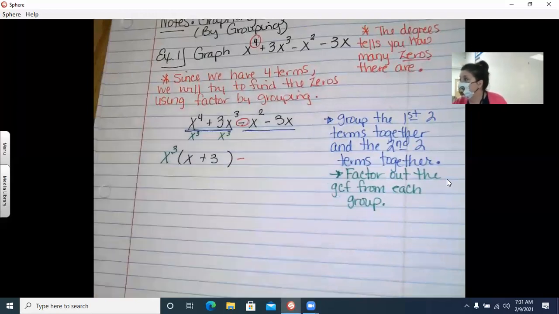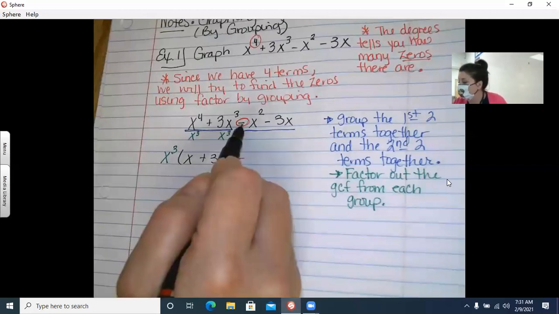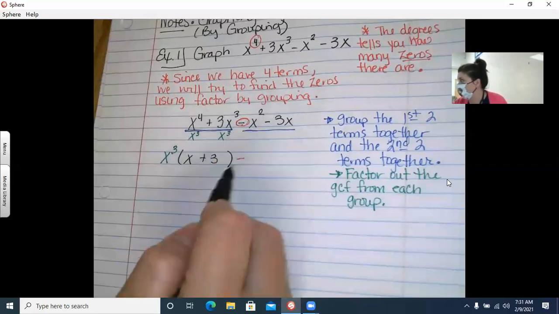It doesn't matter if they're both negative or not. One could be positive, one could be negative, okay? They don't have to have the sign in common. Whatever the sign is of the first term in the second group, that's going to be the sign of your GCF. You have to take a sign out.